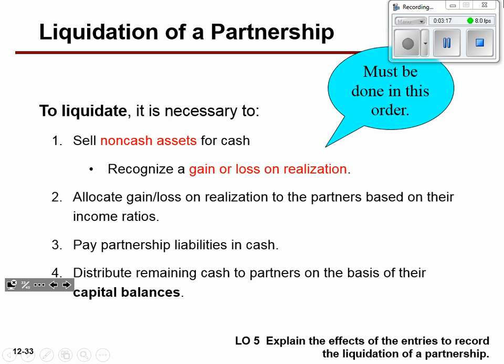And then we distribute any remaining cash to the partners based on their capital balances. So whatever's left in capital, that's what they walk away with from the fury or the storm. So sell non-cash assets, get the gain or loss to each of the partners based on their ratios, pay all of our debts, and then whatever's left in those capital balances is what they walk away with. Remember, we can have capital deficiencies or not.